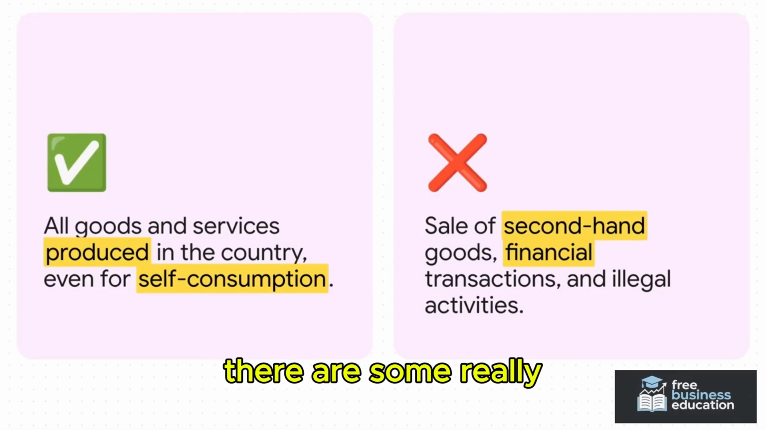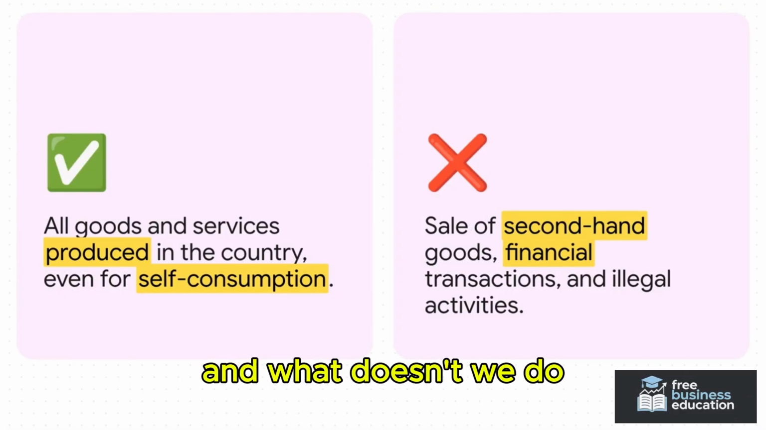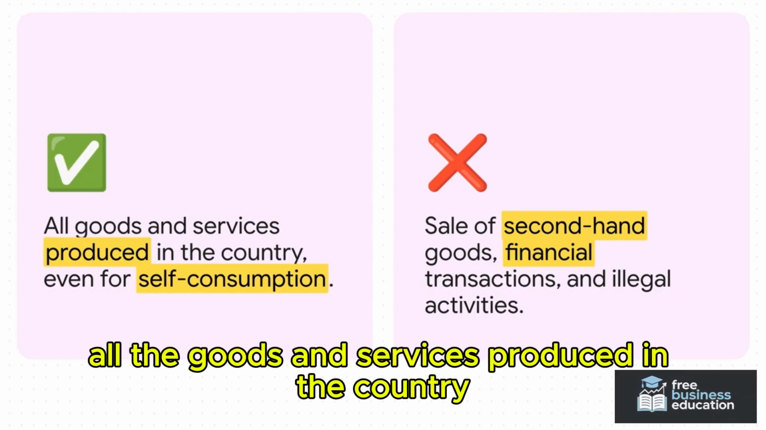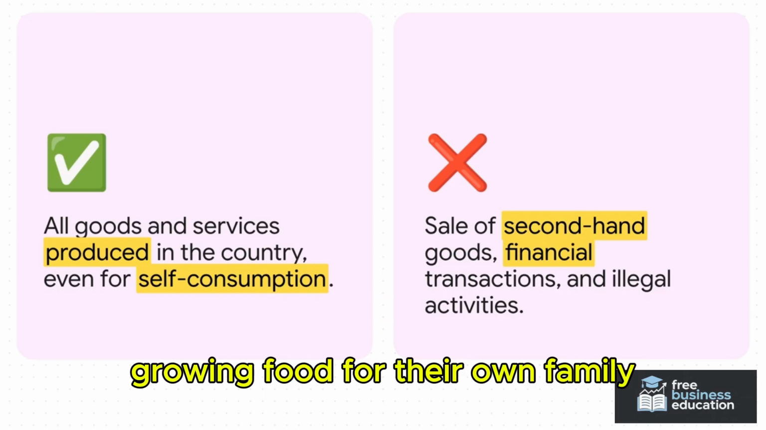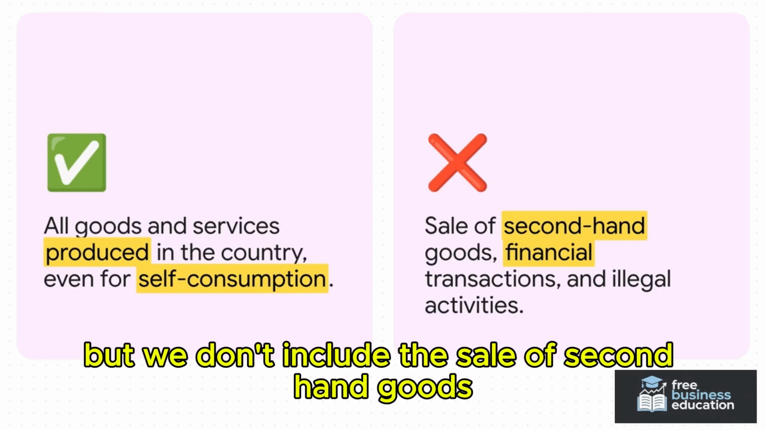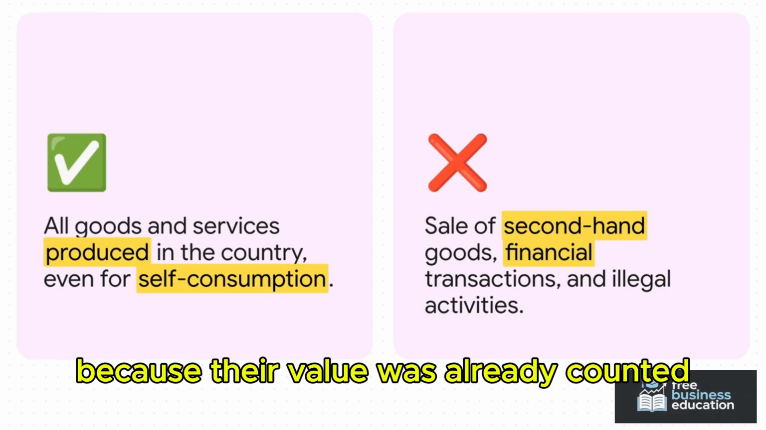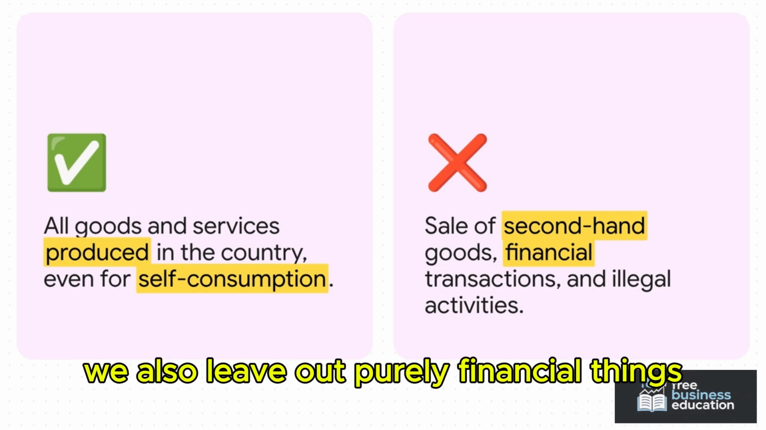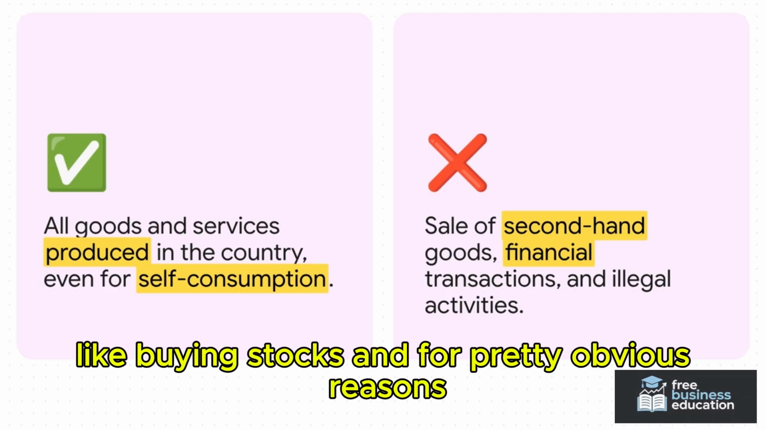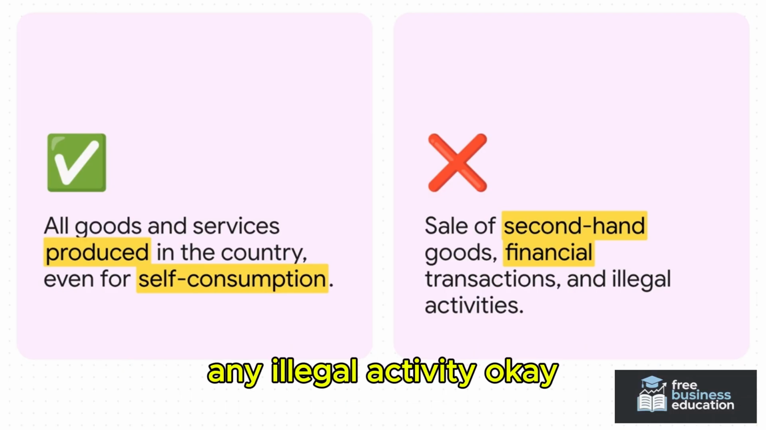Now, there are some really important rules about what gets counted and what doesn't. We do include all the goods and services produced in the country, and that even includes stuff like a farmer growing food for their own family. But we don't include the sale of second-hand goods because their value was already counted when they were first made. We also leave out purely financial things like buying stocks, and for pretty obvious reasons, any illegal activities.